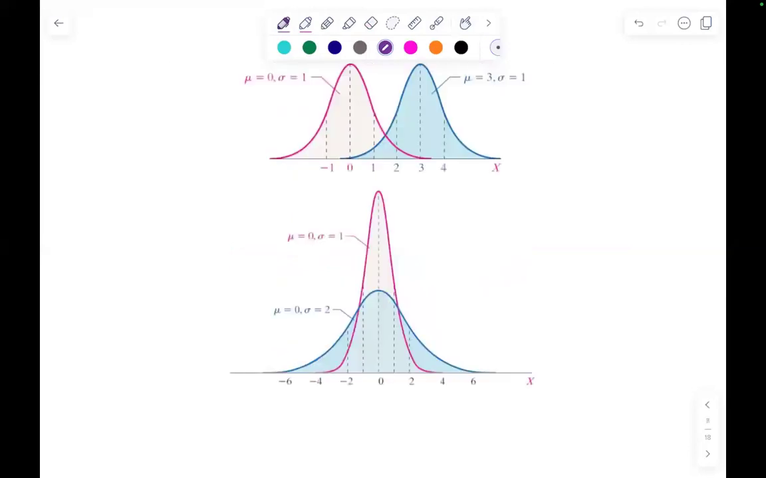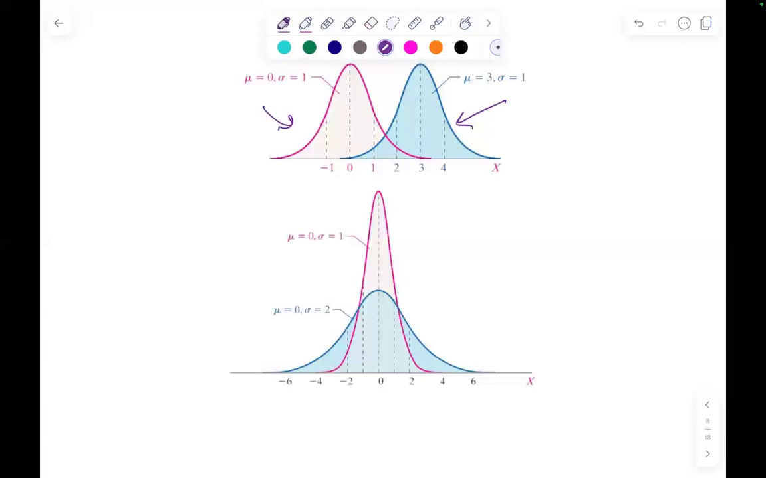Sometimes it's moved a little bit differently. It doesn't matter where it is on the graph or what our mean is or what our standard deviation is. As long as it has this shape, it's good. This is just different ways it could look. This blue one right here has a mean of 3 and a standard deviation of 1. This one is a mean of 0, standard deviation of 1.